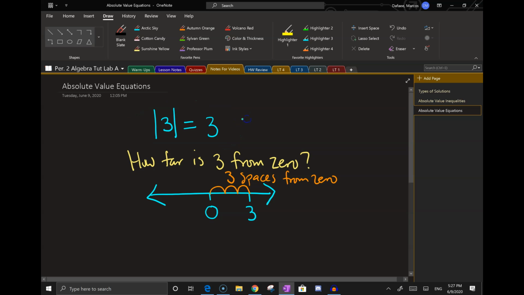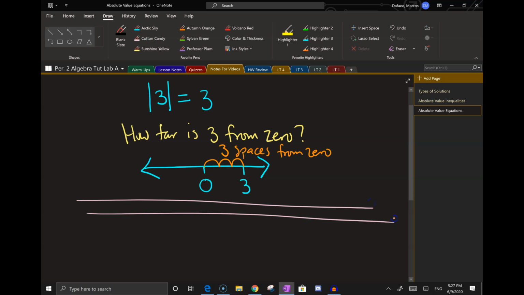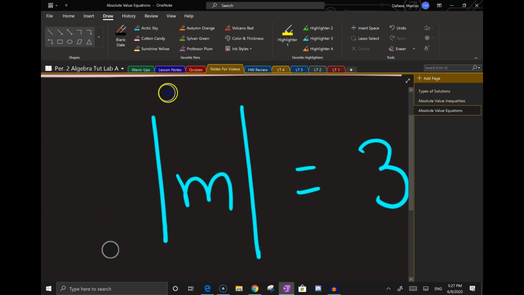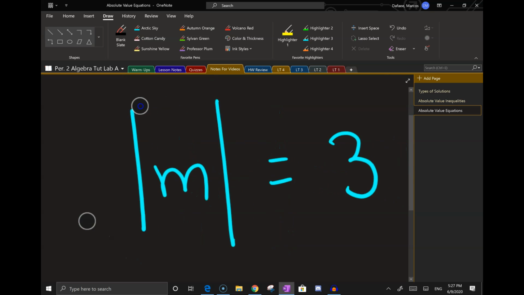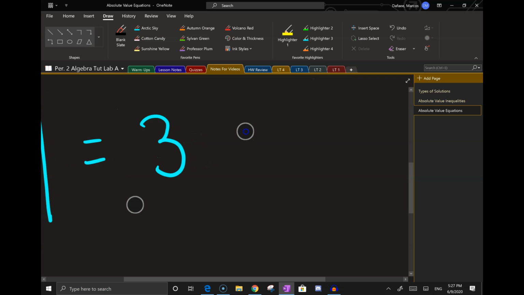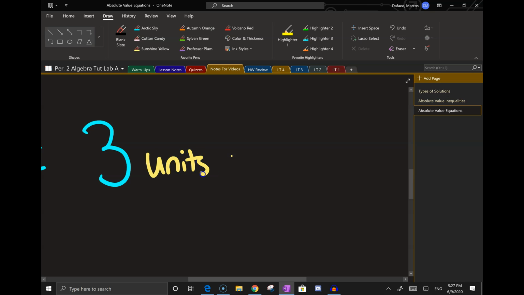Now, we can take this kind of thinking and apply it to a situation where we start off not knowing the number inside the absolute value. So for example, if I were to give you something like this, the difference is that we don't know the value inside the absolute value, right? But we do know the distance of whatever number that would be from 0, and that distance is 3 units away from 0. So just to make sure this makes sense, I'm going to put 3 units from 0.